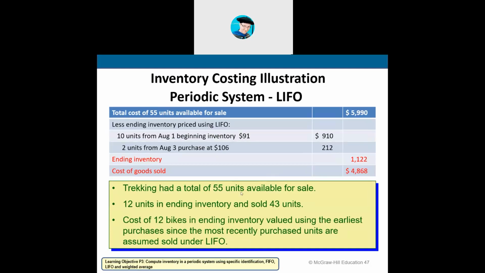Last in, first out method, same process, right? So the last one is the first one out. Units available for sale minus ending inventory equals cost of goods sold.